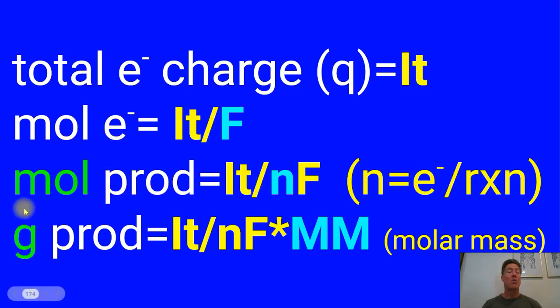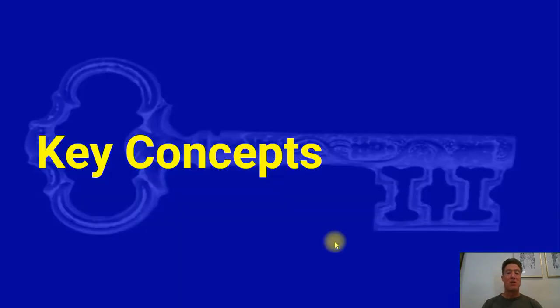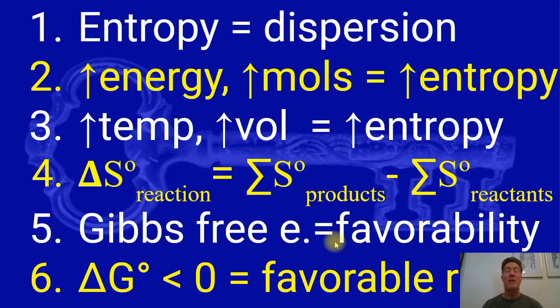And then if we want to get the grams produced, we're going to take this formula and multiply it by the molar mass. So key concepts for this whole thing, and we're going to do a super quick review. Entropy is an increase in dispersion of either matter or energy. So if energy goes up, or if moles goes up, then entropy goes up. If temperature goes up, if volume goes up, entropy, the measure of dispersion or disorder, goes up.